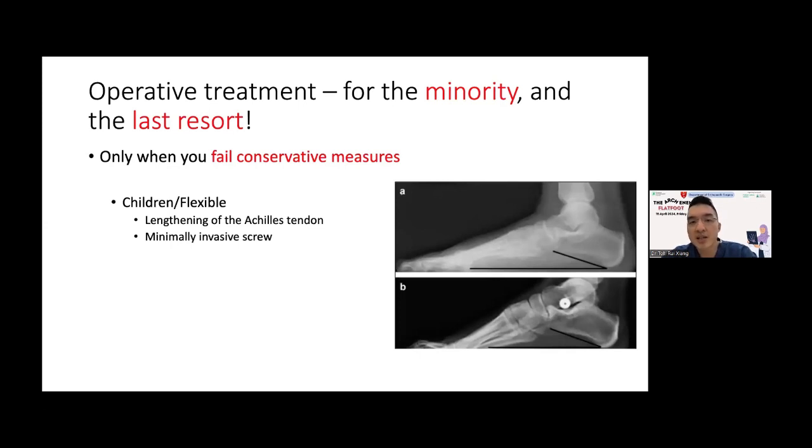The easiest cases are when they are children, or when your flat foot is still flexible. We can do smaller procedures, such as lengthening of your Achilles tendon if it's tight. And sometimes, as you see in the photo on the right, we use a minimally invasive screw. It's about a 2 centimeter incision, and we insert this screw under X-ray guidance. It's about a 20-30 minute procedure, and that helps to correct some of the flexible flat foot cases quite effectively.